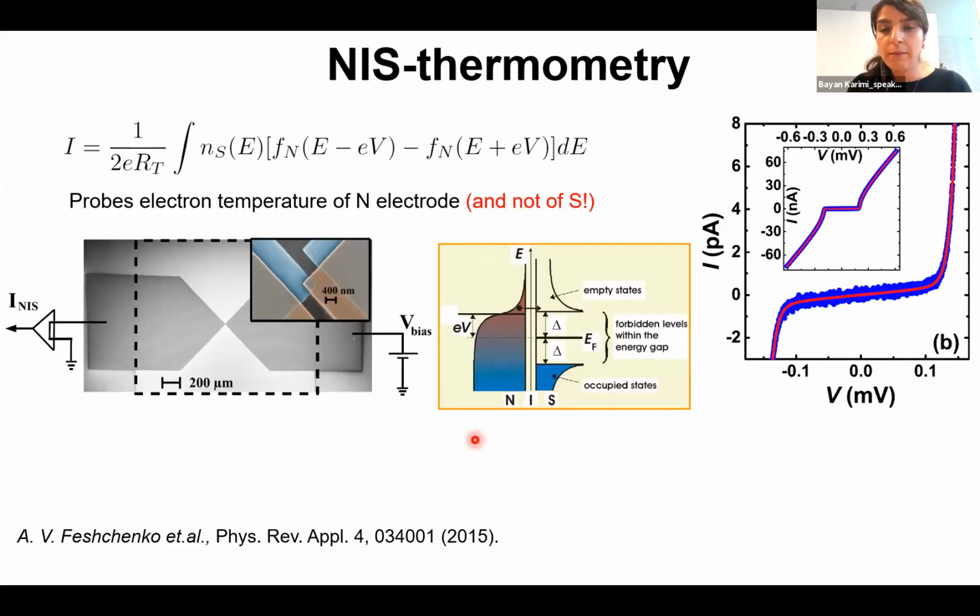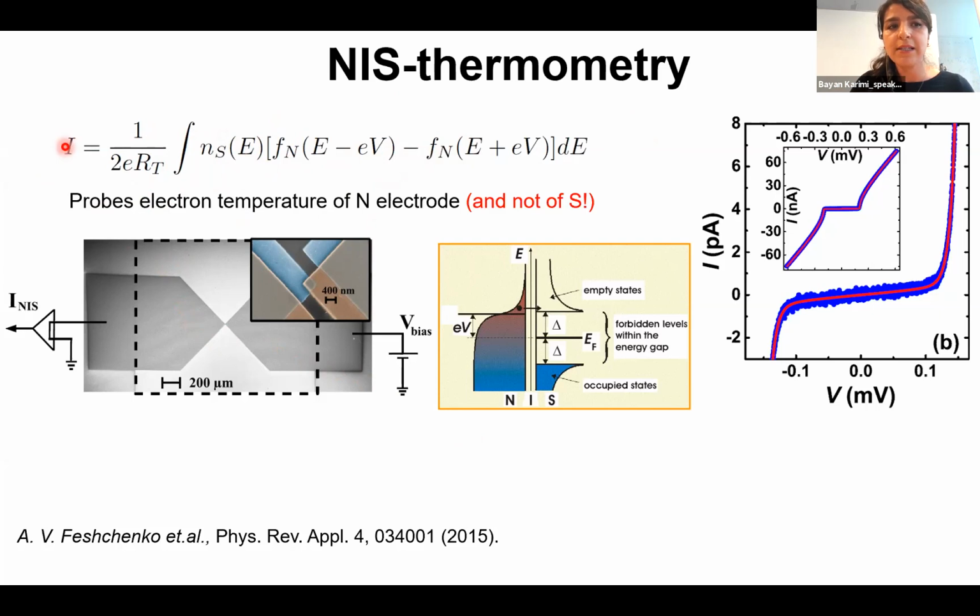Okay, so how do we measure the temperature? Traditionally in our system we use this NIS setup. What is this? It is a tunnel barrier between a normal metal and a superconductor, with a tunnel contact in between. Based on the tunneling current, for which the formula is given here, R_T is the resistance of the tunnel barrier, and it depends on the density of states of the superconductor, which is not temperature dependent. Another important parameter here is the Fermi distribution of the normal metal, which is temperature dependent.